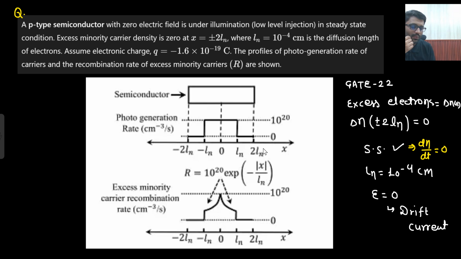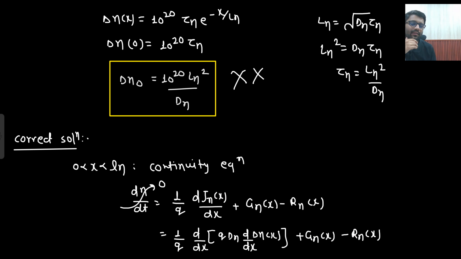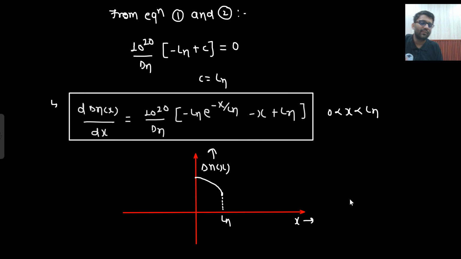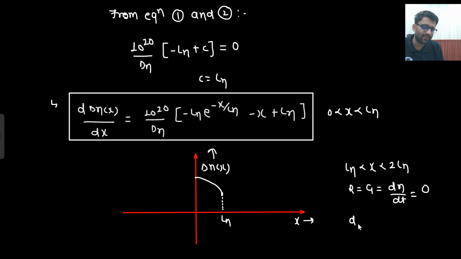When you reach 2 ln, the whole carrier concentration is going to be 0. And one thing I also know is that between ln to 2 ln, your recombination rate is equal to generation rate, and since it is steady state, this is equal to 0. What does that mean? That means this thing is equal to 0.